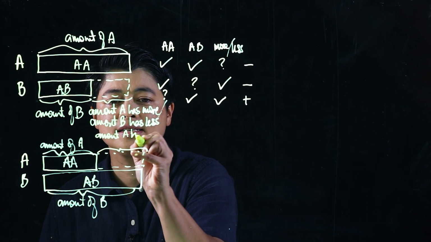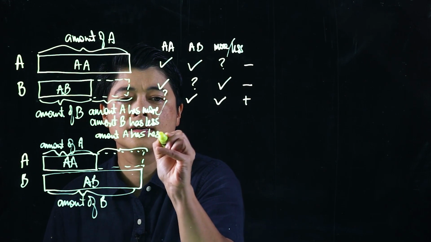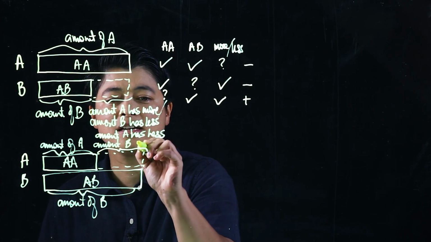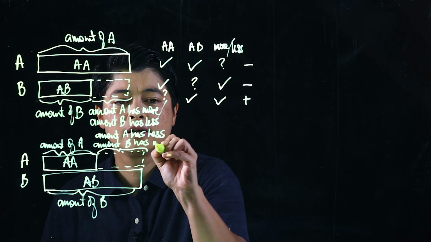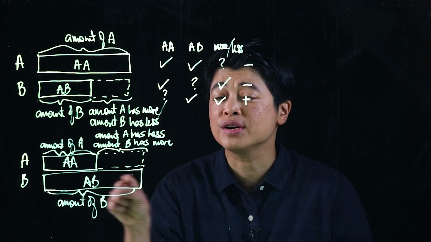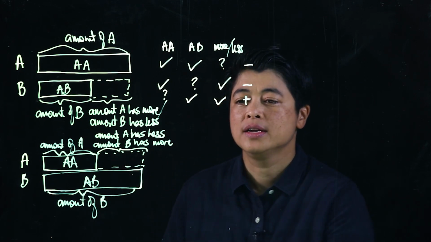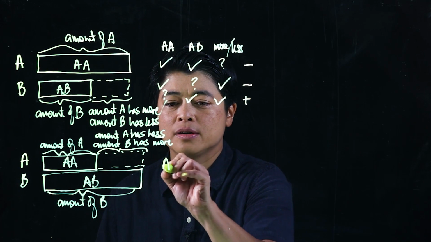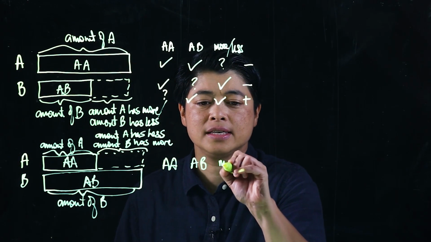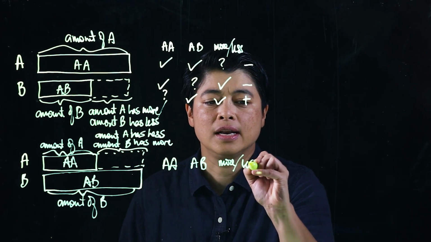A has less, and the amount B has more. So A has less, but it also is the amount B has more. So this is amount of A, amount of B, and this is the more or less.